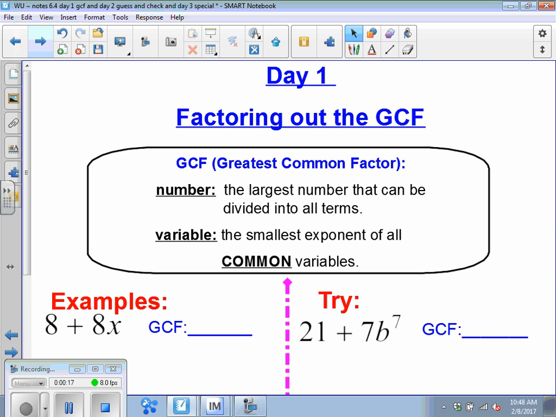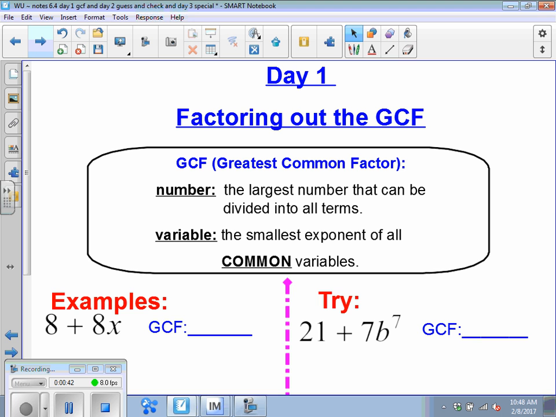When you're trying to find the greatest common factor, it's the largest number that can be divided into all the terms. All the terms, that's where you get the word common from. It has to be common, and it has to be a factor. Okay? It's the largest number that can be divided in all the terms. That's the number for the greatest common factor.